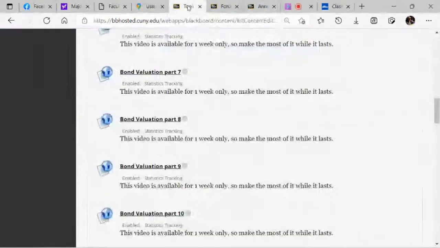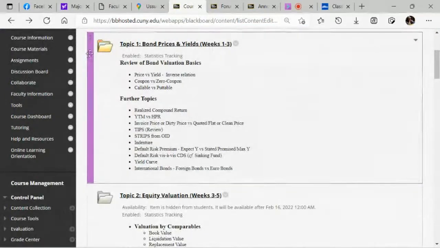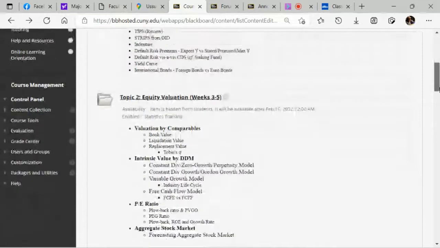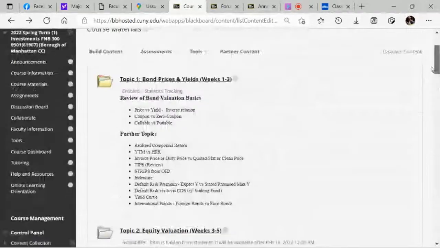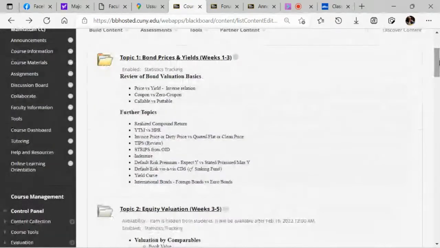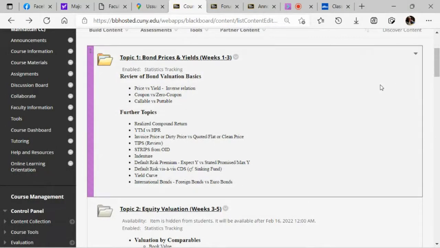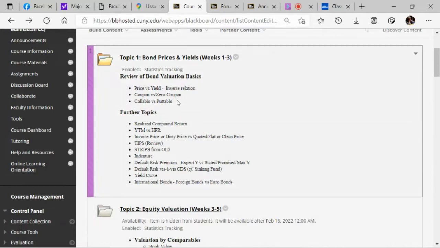And then let's go to this. Currently what you can see is only the topic one. The grayed out ones are not yet visible to you, but they are all there. They will open up; it will become available February 16th. They are all scheduled. Everything is on schedule, systematic, and methodical.